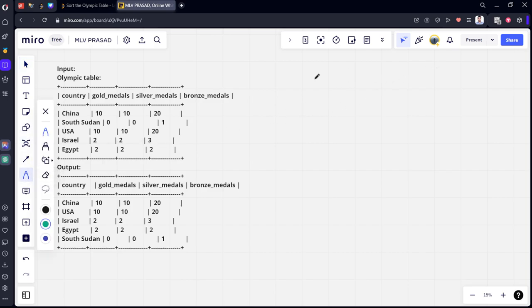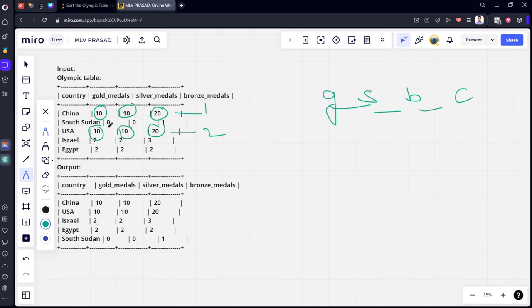If you see, first we need to sort by what? Gold. If it is same, we need to sort by silver. If it is same, we need to sort by bronze. If it is same, we need to sort by country. Let's see which one is having the highest gold. This one, this one, both are having the same, then we need to sort by silver. Silver, both are also the same. Then we need to sort by what? Bronze. Bronze 20, bronze 20. Here also it is the same, then we need to sort by country. China is there before USA, so China will be row number 1, and this will be row number 2.